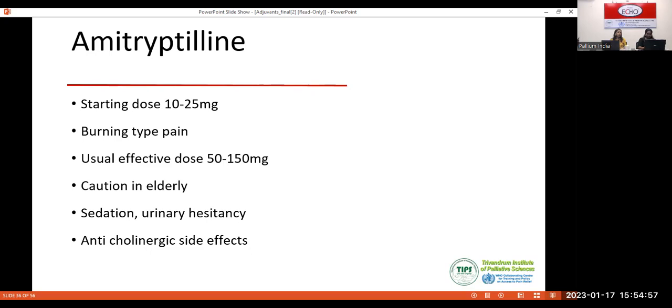Your stools will be hard, right? So these are the anticholinergic side effects. Everything will get dried up: your saliva, your tears, whatever secretion. So there can be chances of constipation, dry mouth. Dry mouth is very, very commonly seen along with amitriptyline. These are the things that you need to remember, not the classification.